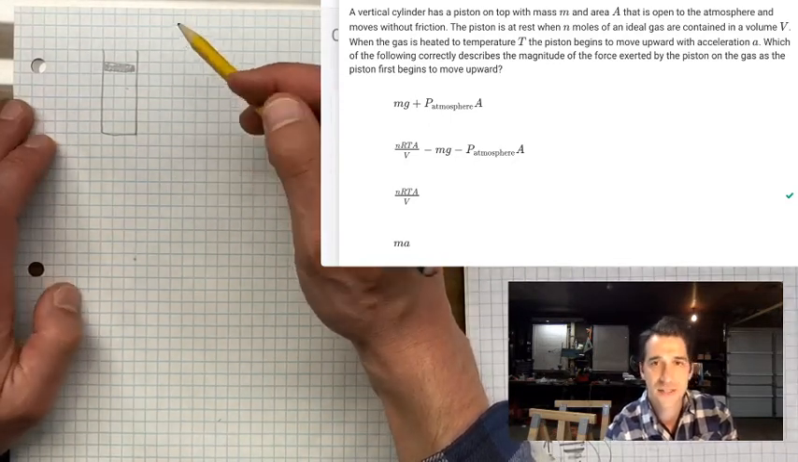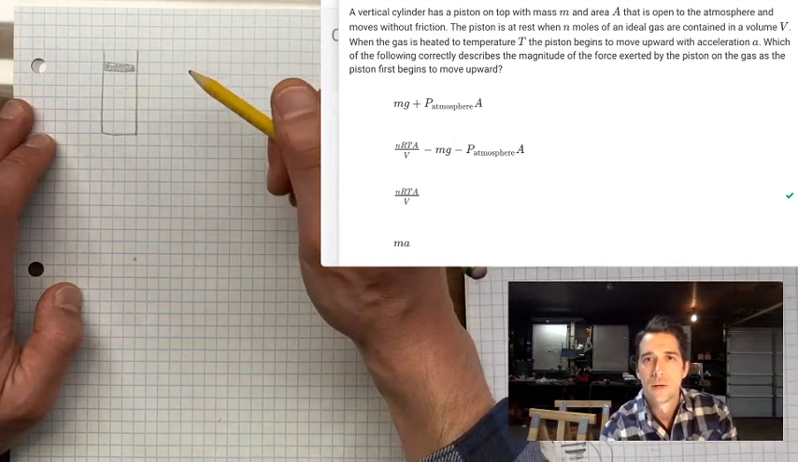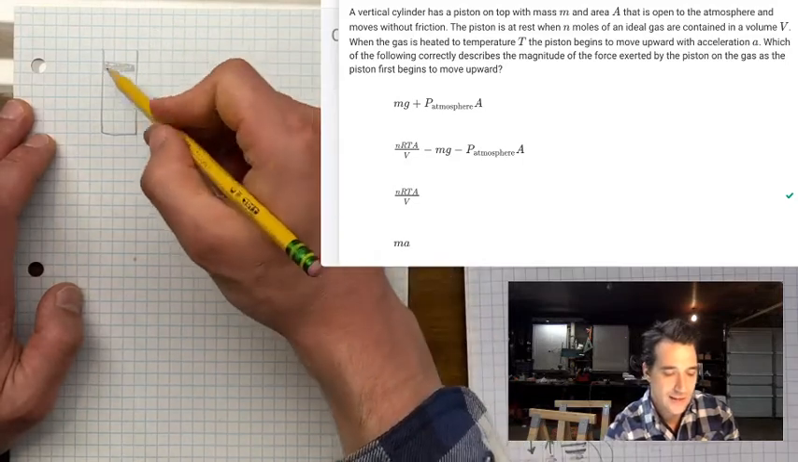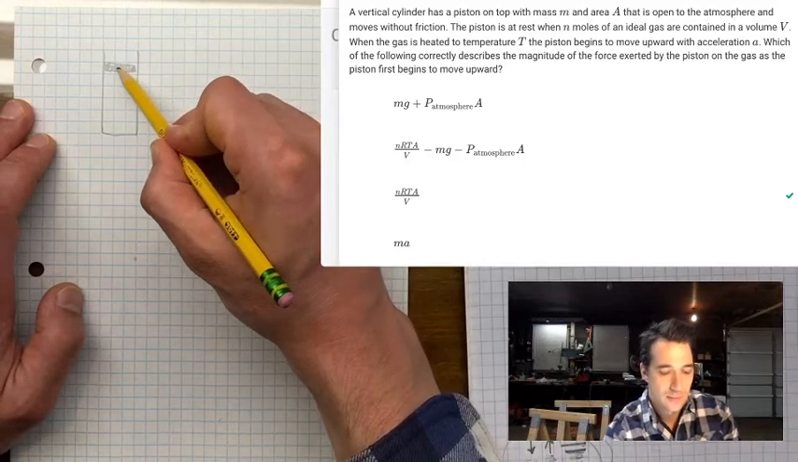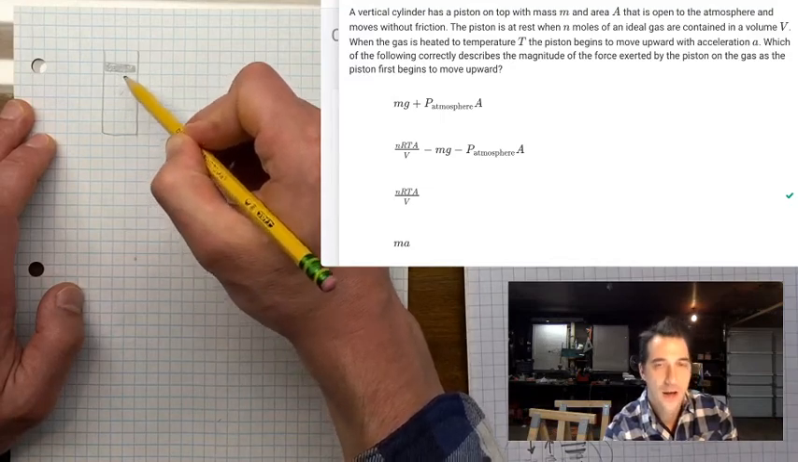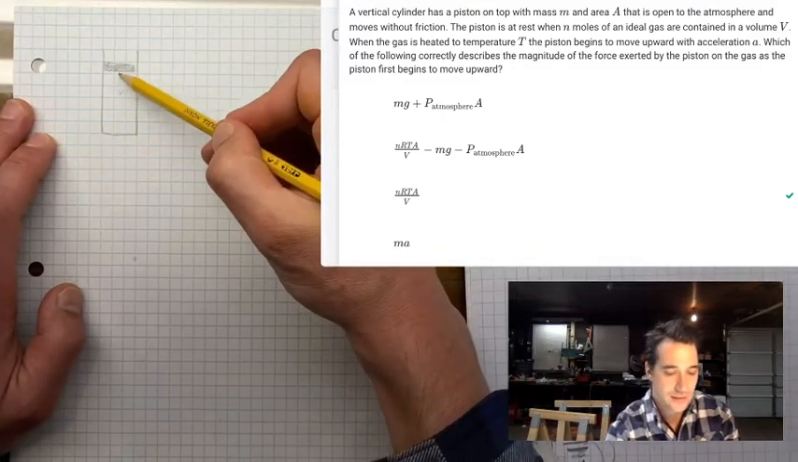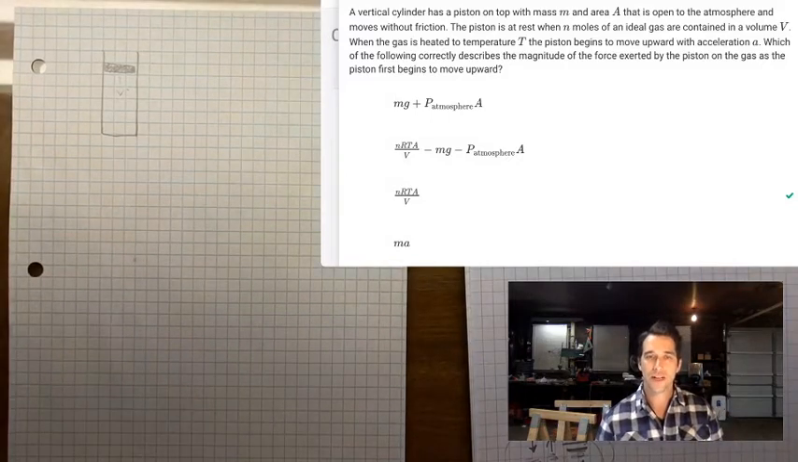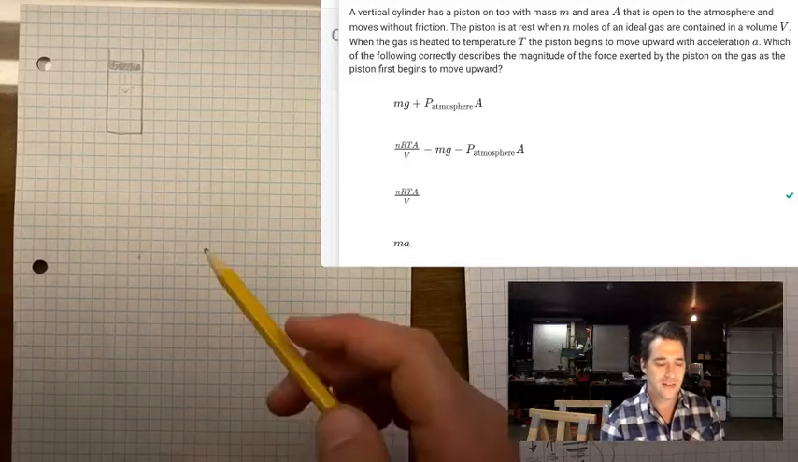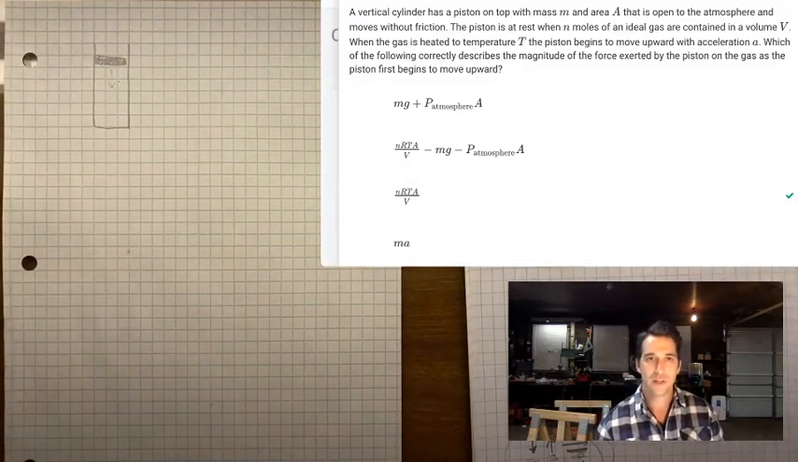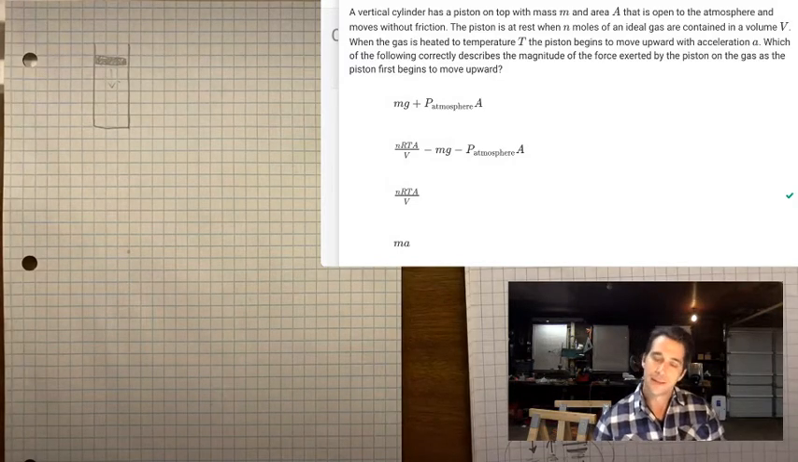And they ask us the magnitude of force exerted by the piston on the gas. So the piston is putting a force down on our gas. It's containing our gas. Now, the first thing I did when I first read this, my mind went straight to, all right, they're telling us we have acceleration. They even gave us the mass of the piston. I'm thinking F equals ma right away, and I want to solve for our net force here.